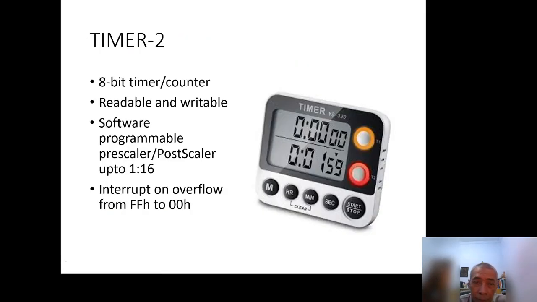So next is timer 2, the last one. After timer 0 from the previous lecture, and then timer 1 in this lecture, and also the timer 2. The timer 2 is like timer 0, which is an 8-bit timer counter. You can read and write to this counter, and also there is a software programmable prescaler or postscaler from 1 to 16, and the overflow will be from FF to 00 because it's only 8-bit. So from FF to 00, not FFFF, just like timer 0.